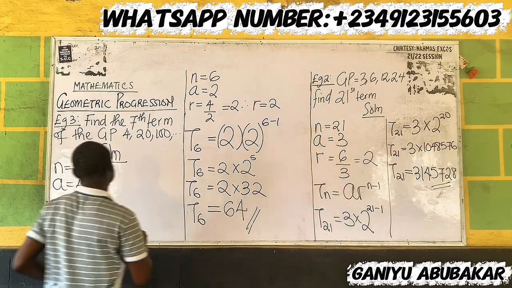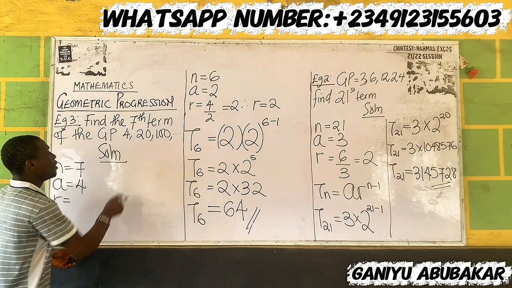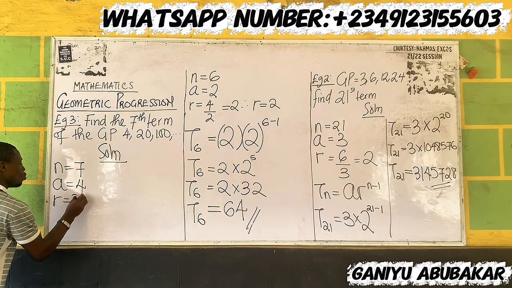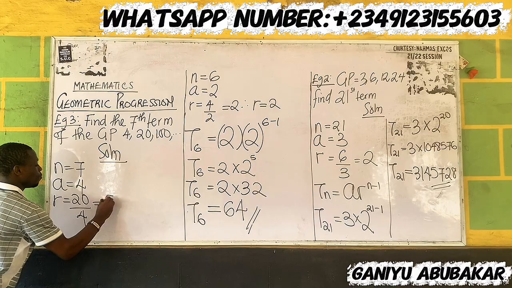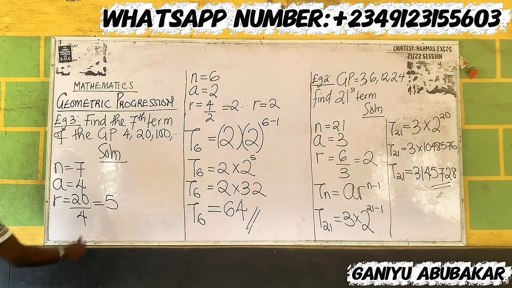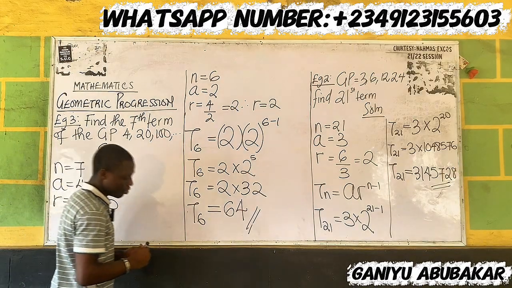To get r, the common ratio, you simply divide your second term, which is 20, over the first term, which is 4. This gives you 5. So with this, I can get the value of the seventh term of this GP.